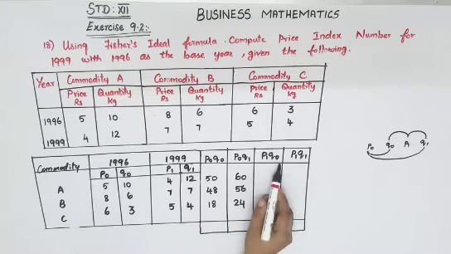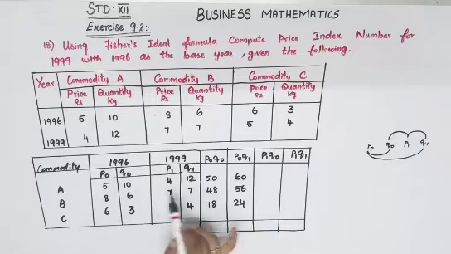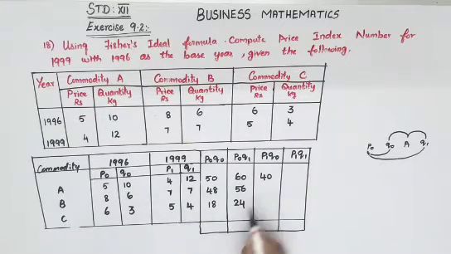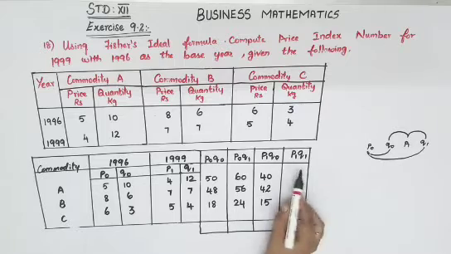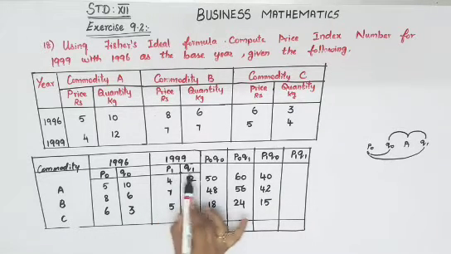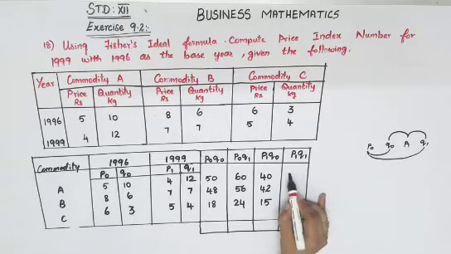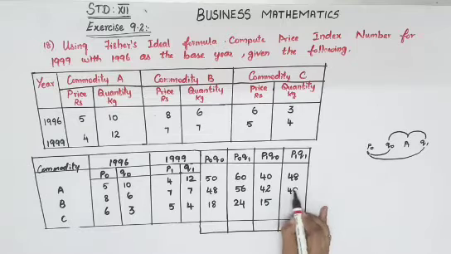Next is P1 Q0, the second and third columns. 10 into 4 is 40, 6 into 7 is 42, 3 into 5 is 15. The last column is P1 Q1, the last two columns multiplied. 4 12s are 48, 7 7s are 49, 5 4s are 20.